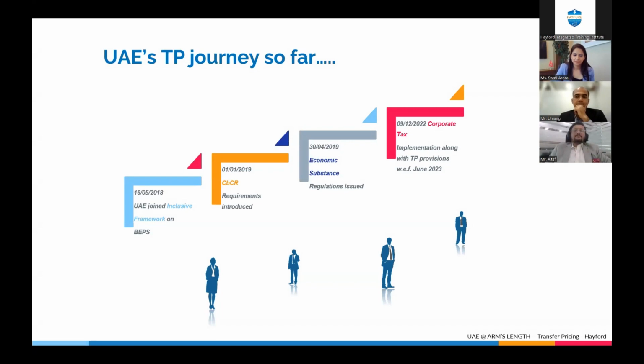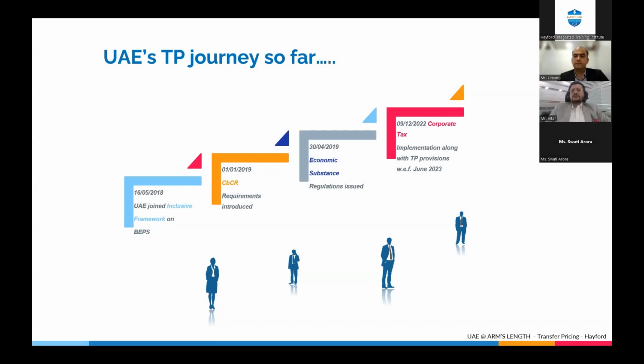So the journey, the way the transfer pricing issue has been addressed in the UAE in the year 2018, there is an organization called the Inclusive Framework. The G20 countries and the OECD are the ones leading international taxation related matters around the world. Around 137 or 139 countries signed their model tax convention, and this organization was formed, called the Inclusive Framework.